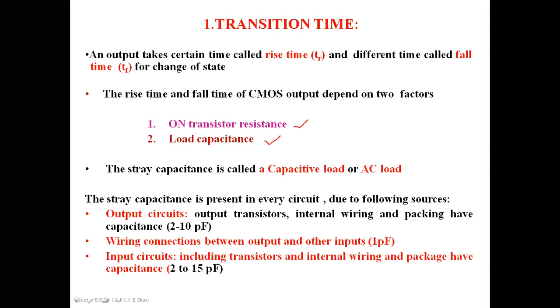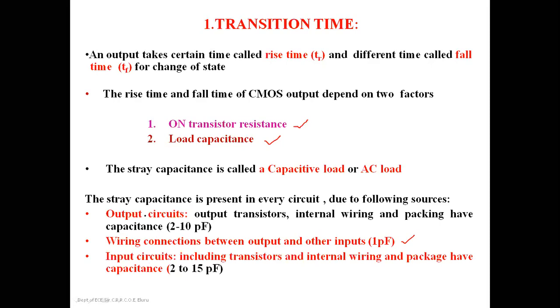And between the two wires, one is VCC and the other one is, let's say, ground. So the wire also realizes a stray capacitance, which is in the order of 1 picofarad. Now, what about the output and input circuits?